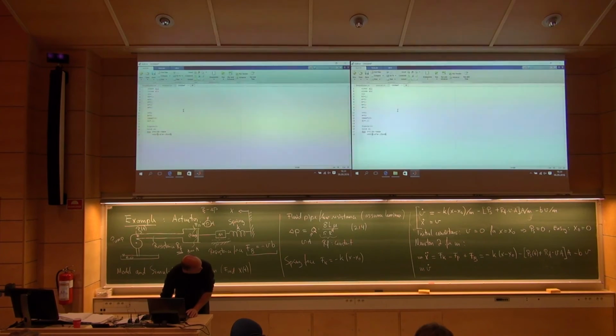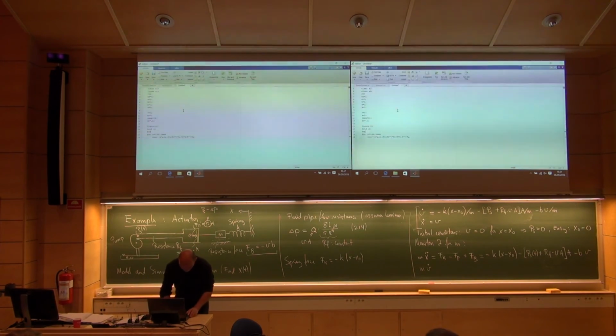Plus rf times v times area, and then multiplied with area once more, minus b times velocity, divided by m. I am missing some m here, aren't I? Yeah. Divided by m. That should be correct. And then before we do this, PS has to be something.